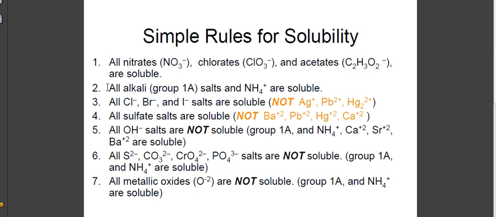All right, number 2. All alkali salts and ammonium salts are soluble. Okay? Number 2. All alkali salts and ammonium salts are soluble. Now, don't get hung up on the word salts here.